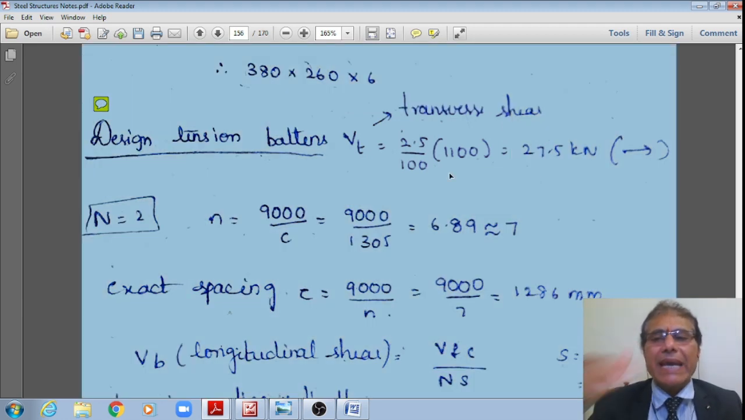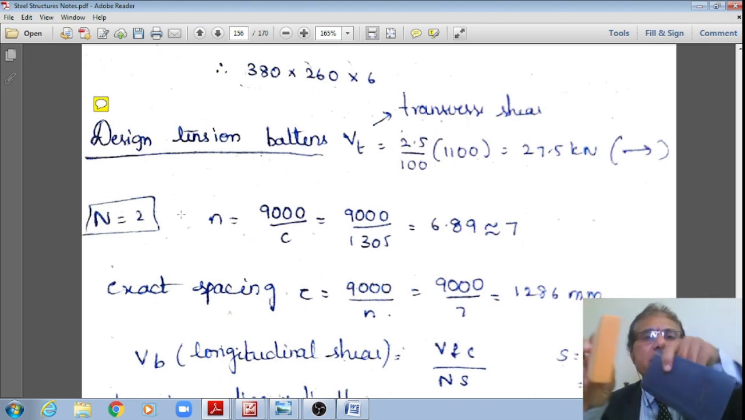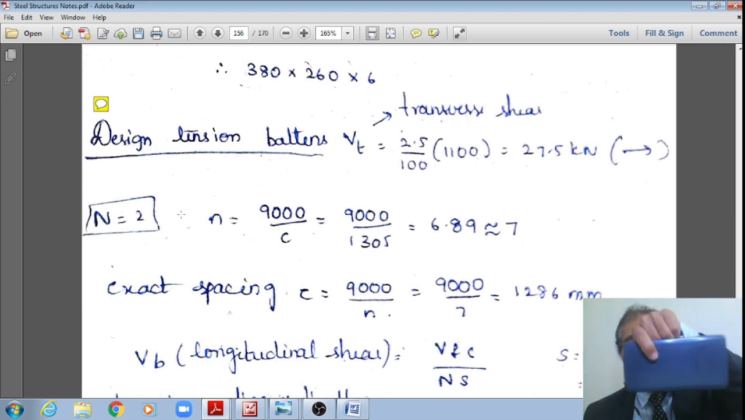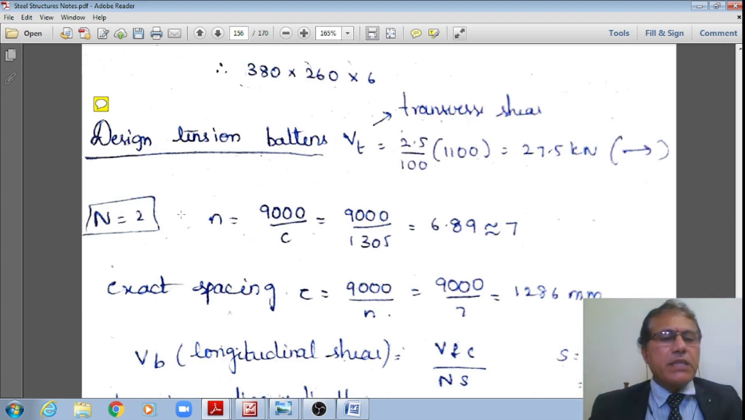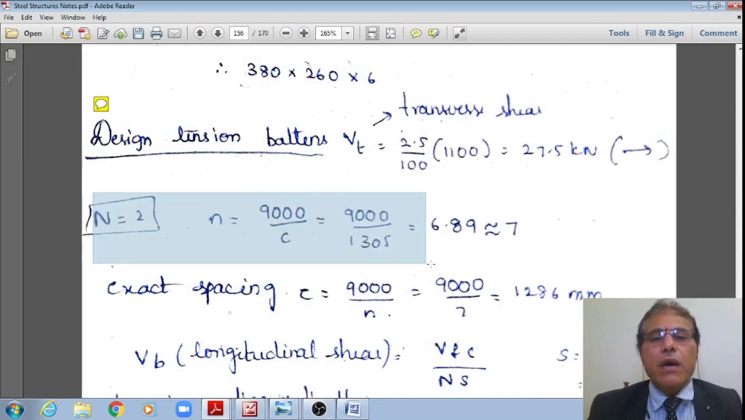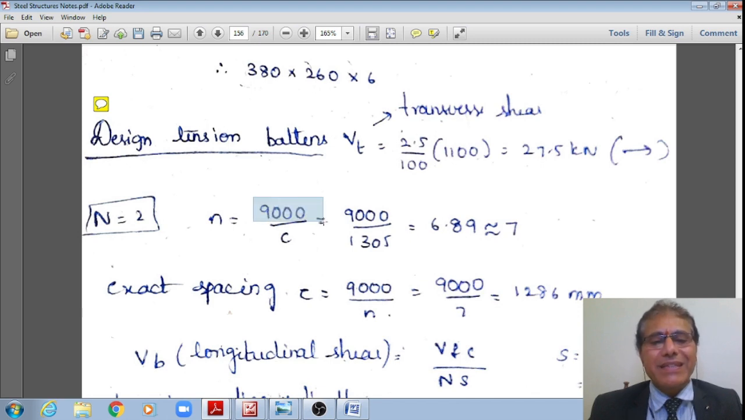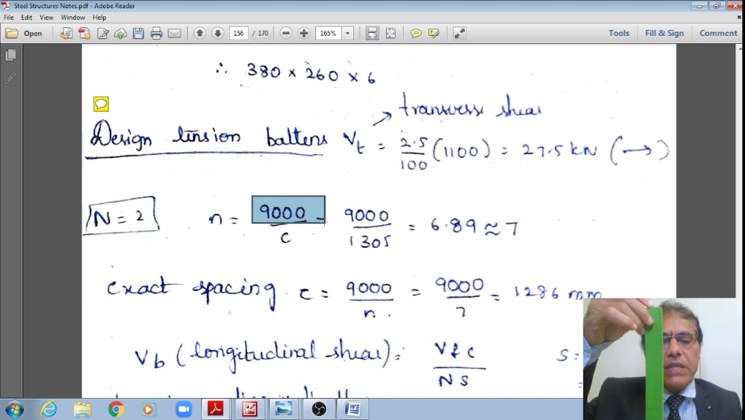This acts horizontally. However, I do have two end batten plates, one on the positive plane and one on the negative plane. Hence, capital N is equal to 2. And also, just now I told how many spacings are required. However, 9 meters is the distance between the ends of these columns.